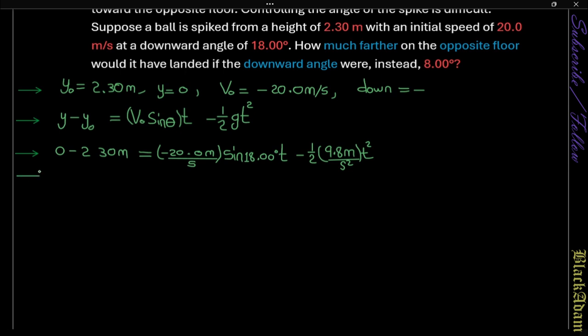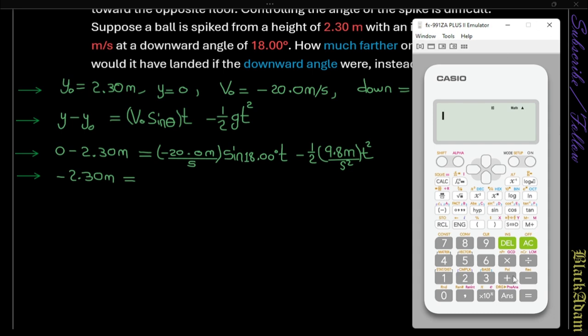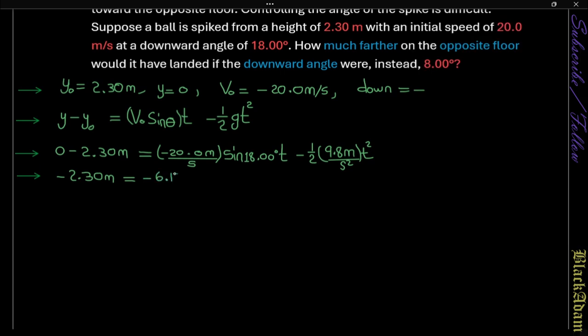And then we have to simplify. That's going to be negative 2.3 meters, and then we simplify that part, which is going to be minus 20 multiplied by sine 18, giving negative 6.18, multiplied by time, minus a half, that would be half of 9.8 is 4.9, multiplied by time squared.